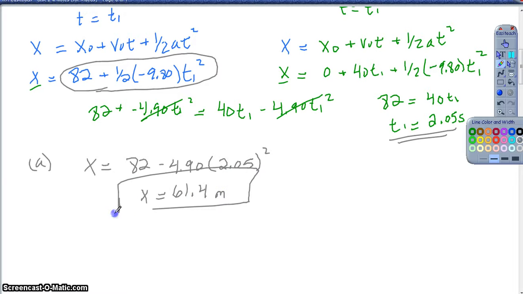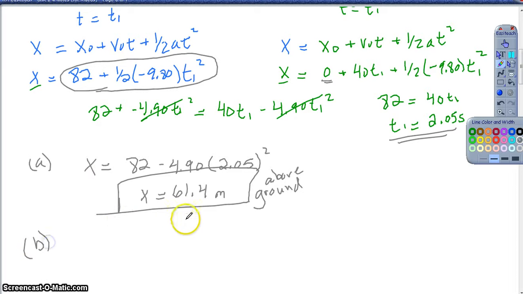So they're going to meet at a height of 61.4 meters, and keep in mind this is with respect to the ground, right? So this is above the ground, because I defined the ground as 0 and I defined the top of the building as 82. So this is all relative to being above the ground. Okay, so I've got that information. Hopefully that wasn't too bad.